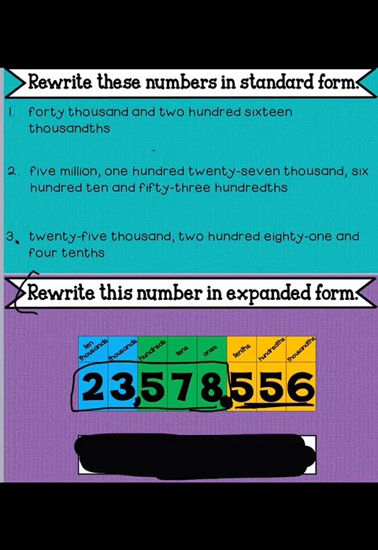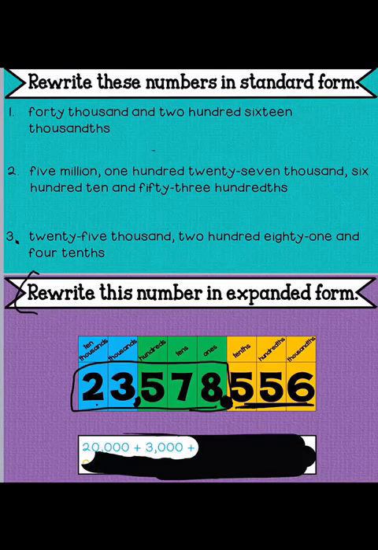So let's start here. We have a 2 in the 10,000s place. So that would look like this. 20,000. Then we have a 3 in the thousands place. So that would look like this. Then we have a 5 in the hundreds place. So you'd add 500. A 7 in the tens place. So that means we have 70. We need to add in 70. An 8 in the ones place. So we need to add in 8.